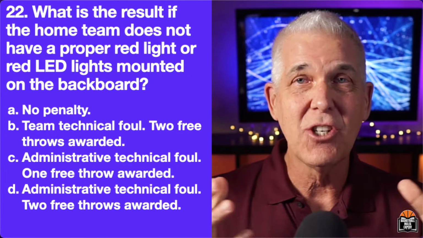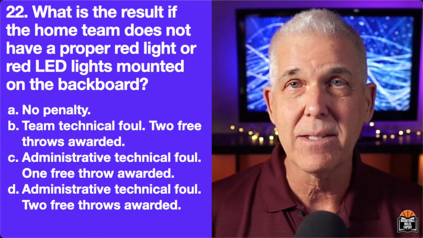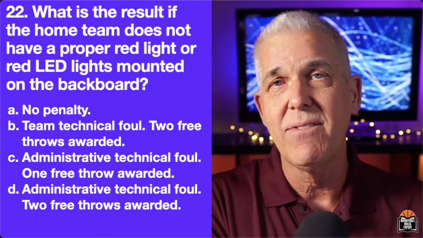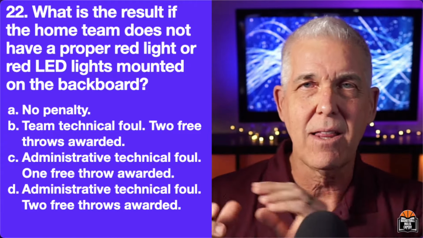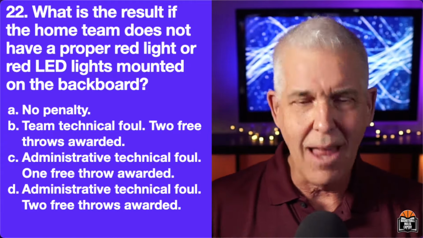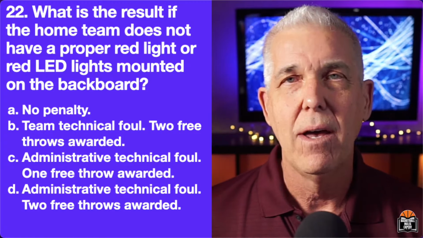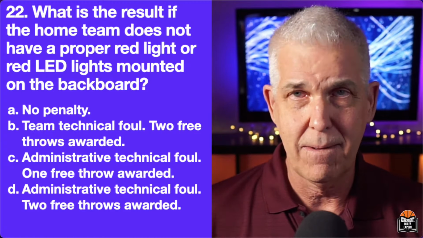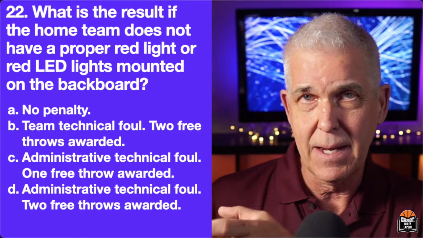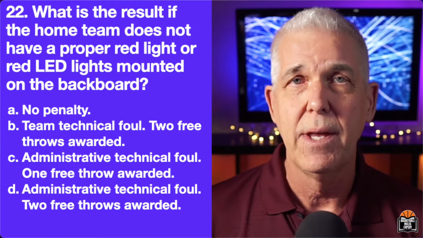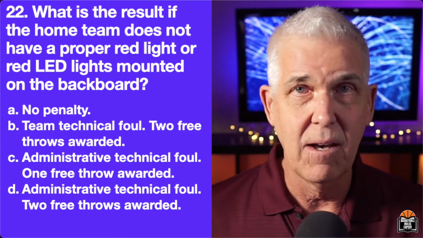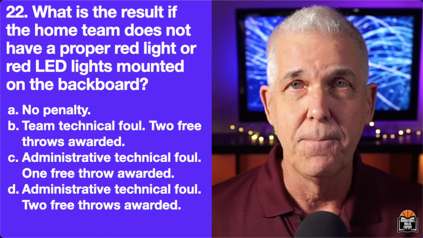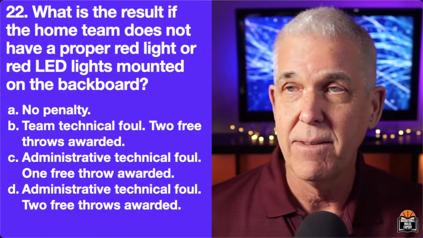This is sort of a college-adjacent rule where there would be a penalty if a school failed to have all of the things: a recessed shot clock, the lights, lines on the court, etc., can all incur an administrative technical of some sort. But in high school, there is no penalty for the absence of lights on the backboard. So our correct answer here is A.